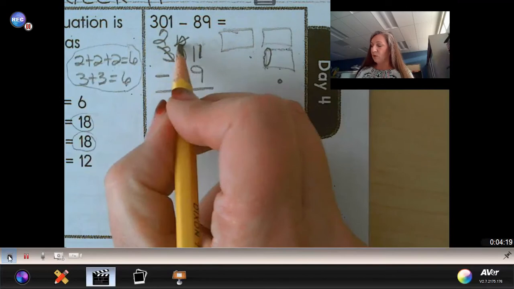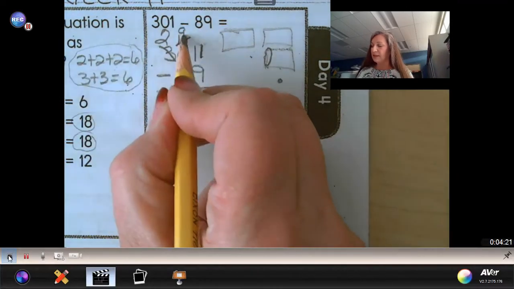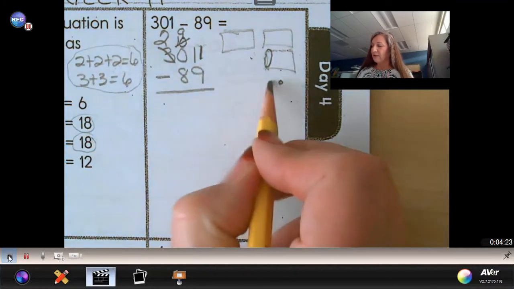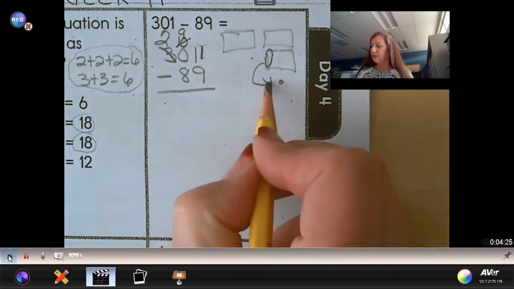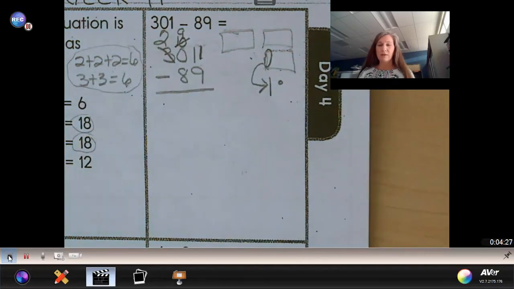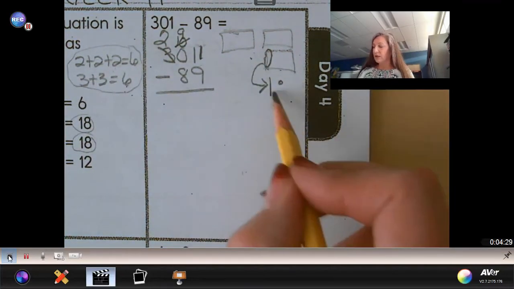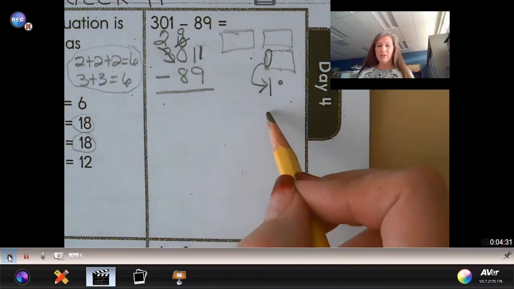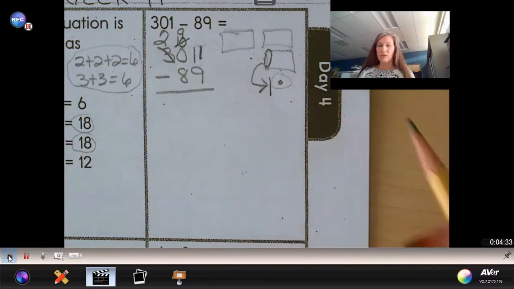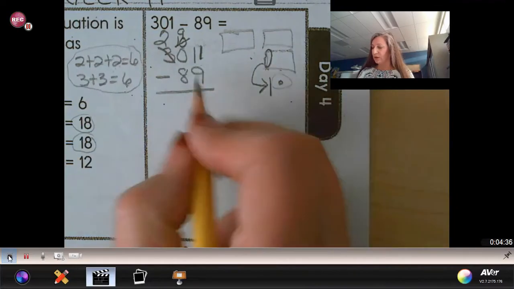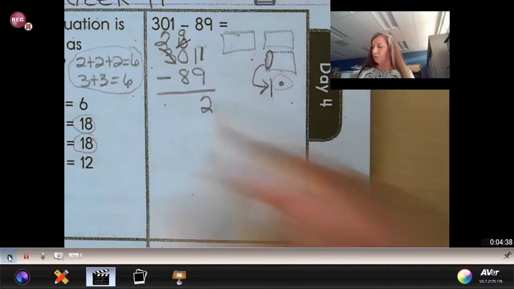So that leaves me with 90 once I regroup. If I take one of the 10s out of here, that leaves me with 9 tens, and now I have one more 10 to subtract the 9 from. So 10 minus 9 is 1, but I had the 1 that I started with here, which makes 2. So 11 minus 9 is 2.